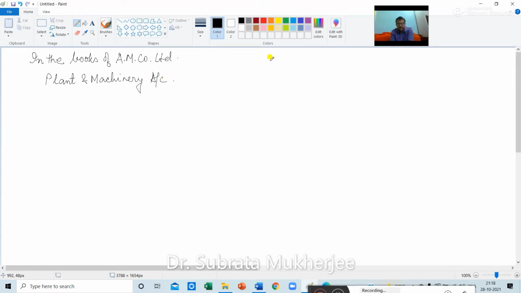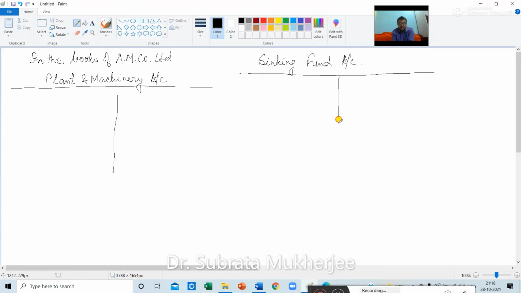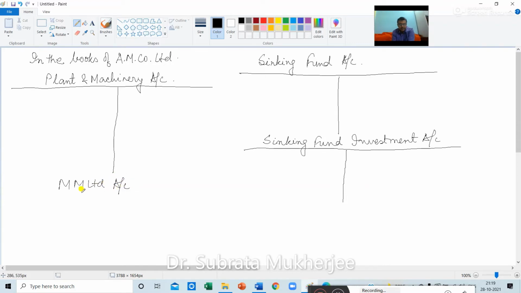Next is the sinking fund account. Third, so let me show you in the T form. Then the third one is the sinking fund investment account. And the fourth ledger is MM Limited, the company from which the new machinery will be purchased.